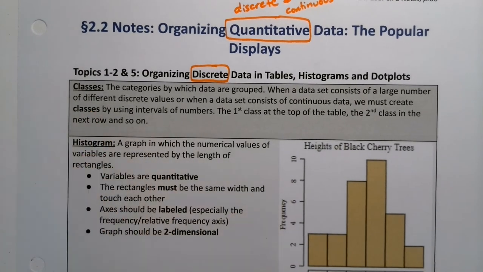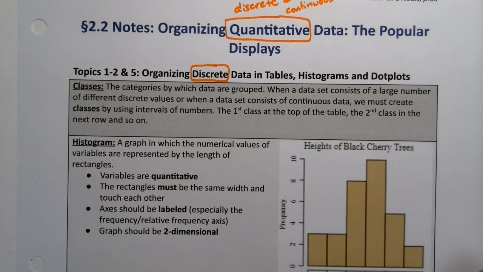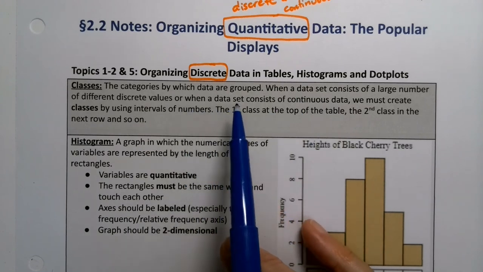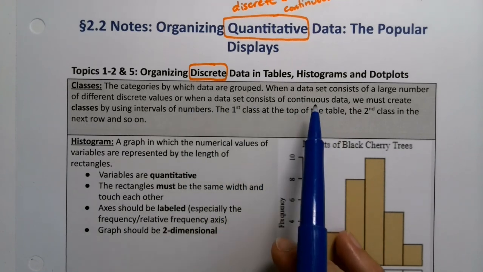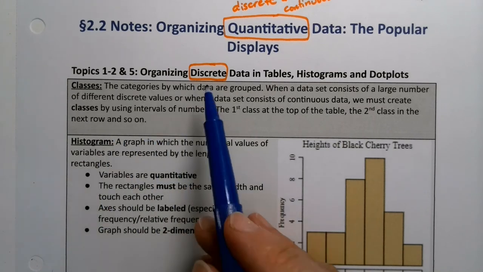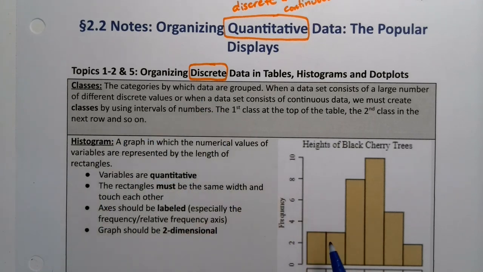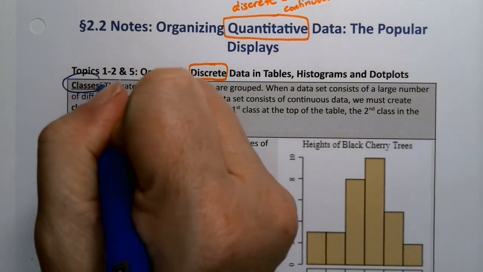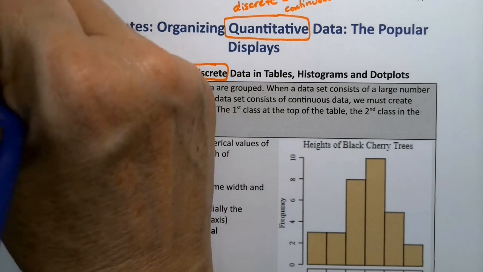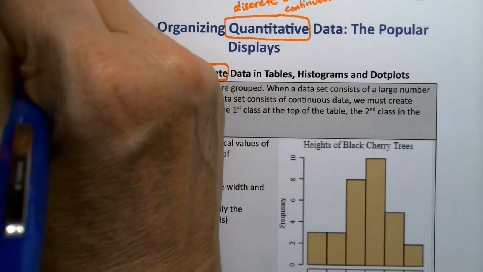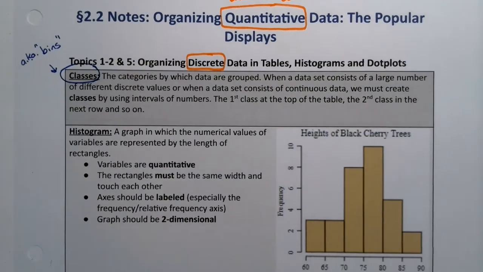All right, now there are a couple things we want to keep in mind. Number one, when we have classes, those are the categories by which data are grouped. When a data set consists of a large number of different discrete values, or when a data set consists of continuous data, so I'm prepping you for that, we must create classes by using intervals of numbers. The first class would be on the top, the second class would be the next row, and so on. In a lot of programs, these are called bins. You're binning your data.